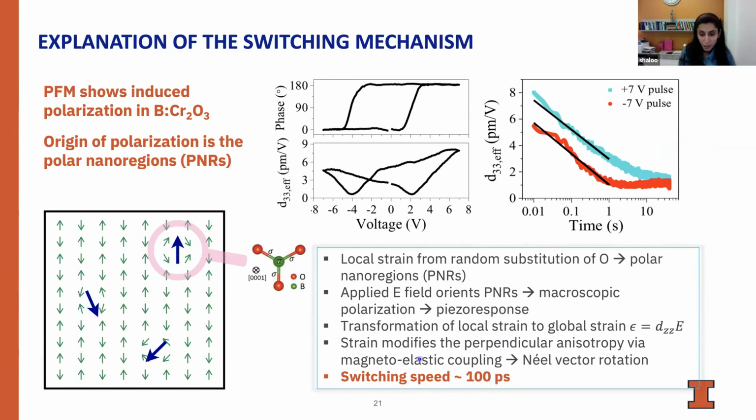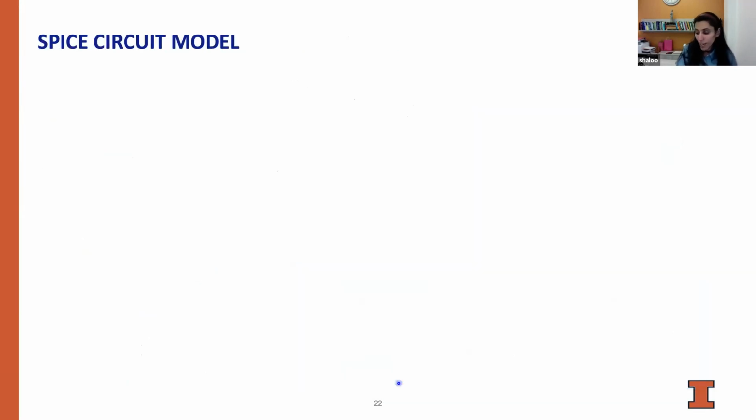And we basically used a Landau-Lifshitz-Gilbert model in order to estimate the switching speed. And we found it to be around 100 picoseconds. And again, we have to take this with a pinch of salt, because currently measurements of dynamics are extremely lacking in the literature for this material platform. So with that, I will move to part B of my talk on SPICE circuit modeling.